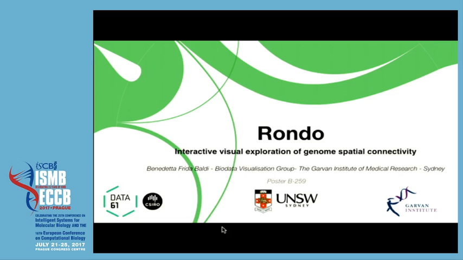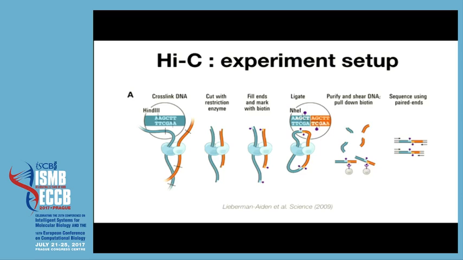We think that we have a different take on visualizing Hi-C data. With Hi-C data, we try to experimentally determine the 3D structure of chromosomes by cross-linking DNA that is close together in space, then cutting it with a restriction enzyme, ligating it, and then sequencing it.